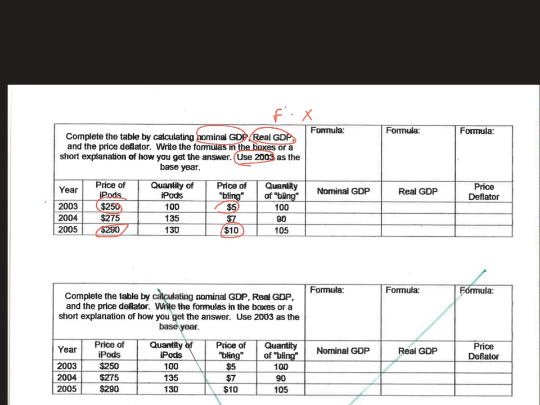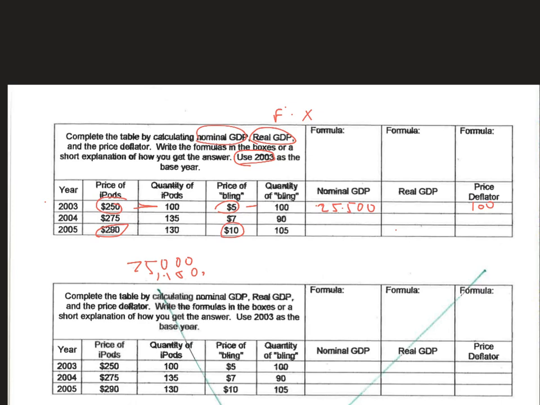So if I go through, let's say I'll do the nominal GDP in 03, and then the real GDP in 05. We know the deflator in 03 is going to be 100 because that's the base year. So 250 times 100 is going to give us 25,000 for, again, nominal GDP in 03. 5 times 100 is going to be 500. So the nominal GDP is 25,500.